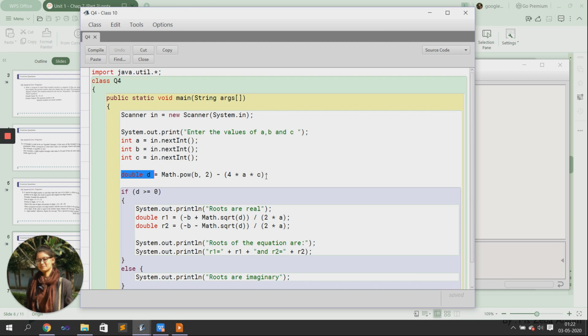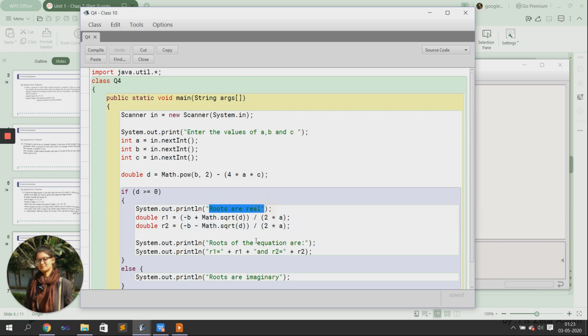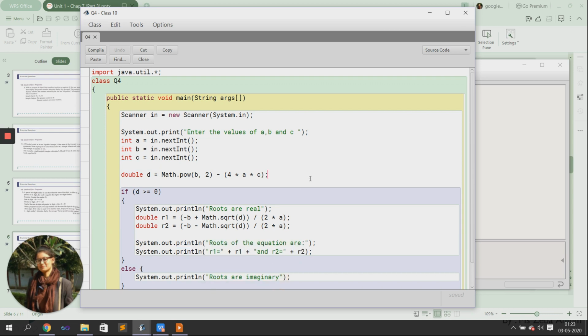Okay, calculated now. If your D is greater than or equal to 0, exactly the same thing has been given in the question. If the discriminant value is greater than or equal to 0, then we are going to find out the roots as well, using those formulas in your question. And then what you have to do? Otherwise, if D is less than 0, then print the message. That is the question.